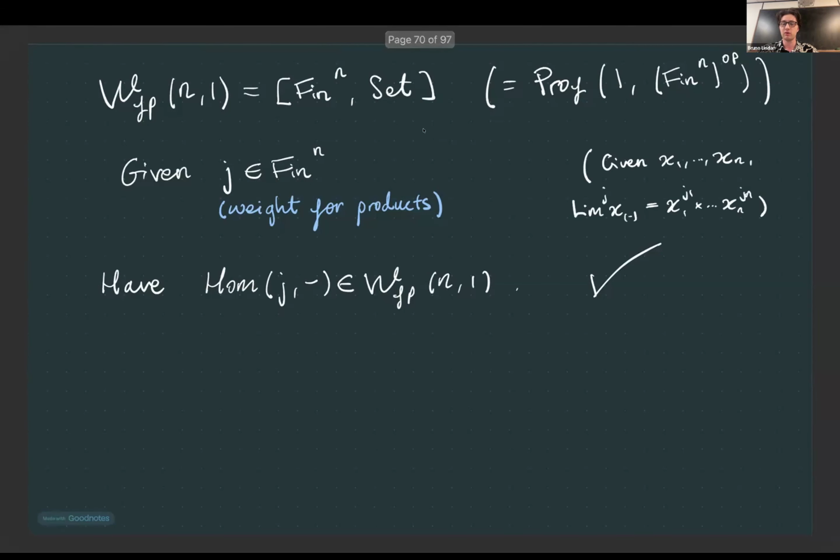I put this on there just in case anyone is not happy with weighted limits. I said products, and now I started talking about weights for products. In this case, it's very straightforward, and it kind of justifies the terminology pretty well. So if you start with a weight, so for each integer from 1 to n, a finite set, the product weighted by that is exactly what you'd expect it to be.